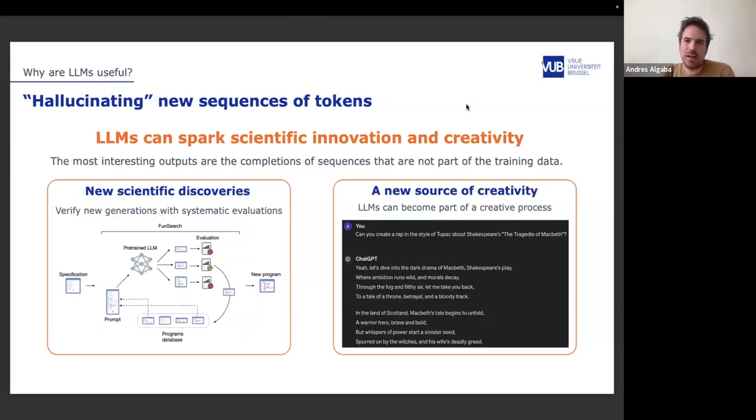For example, Google in a Nature paper a few months ago used actually pre-trained large language models to make predictions for new scientific discoveries, which is a very useful thing. Now, what did they also do? They actually also verified each new prediction, each new generation, each hallucination, if you will, with systematic evaluations. And so this is what you should always do. Predicting new things, you should always systematically evaluate those.